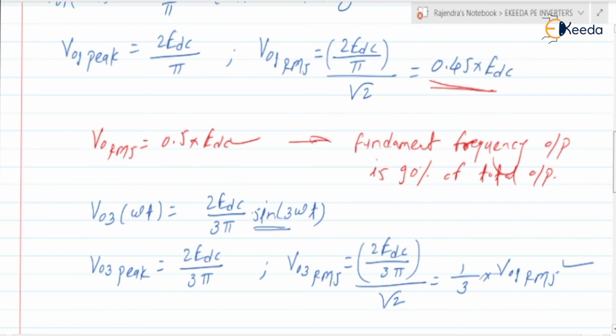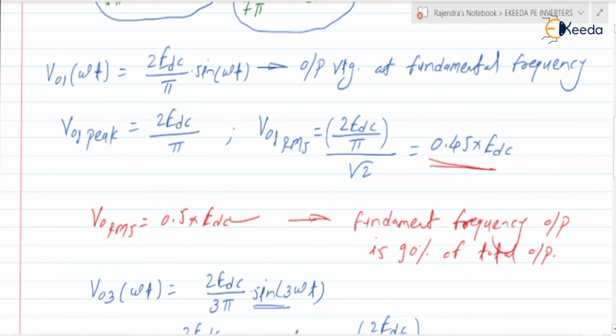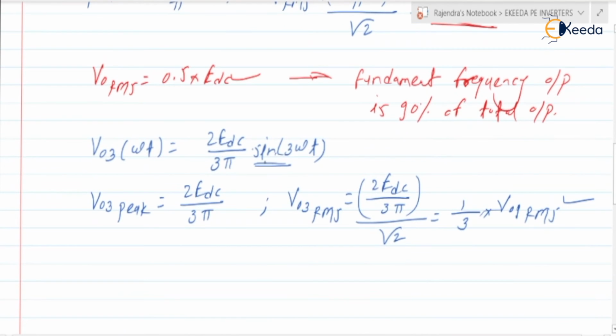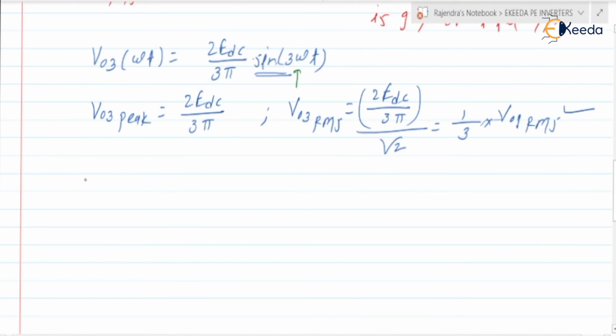the frequency for V01 was omega. For V03 the frequency is 3 omega. Okay, so as the order of the harmonic increases, its frequency increases, but its output voltage or the magnitude goes on decreasing.